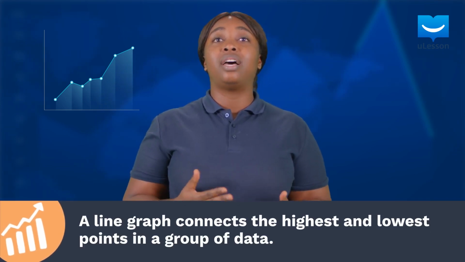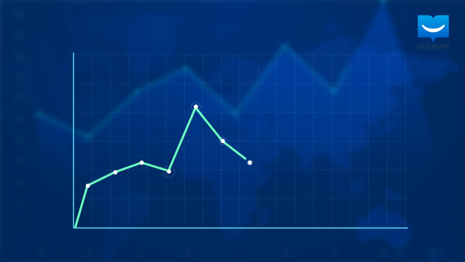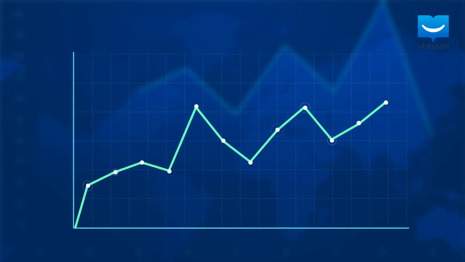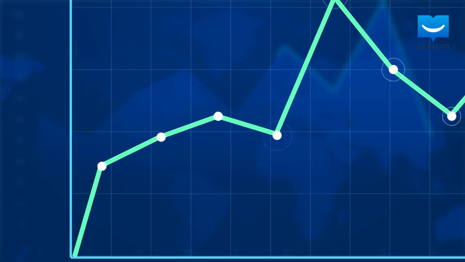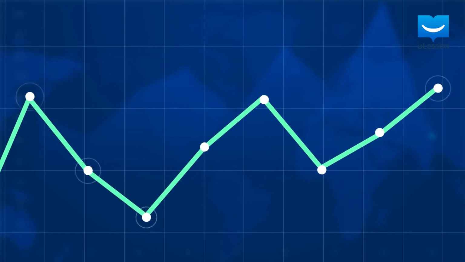A line graph is simply the graph that is used to connect the highest and the lowest point of a group of data. A line graph is the graphical representation of information that changes continuously over time. Within a line graph, there are different data points that are linked together by a straight line, showing a continuous change in the values represented by the data points. So be patient, we will understand this by using examples.